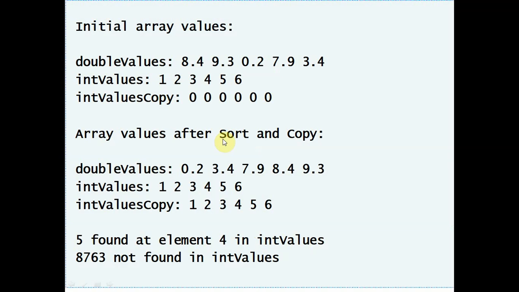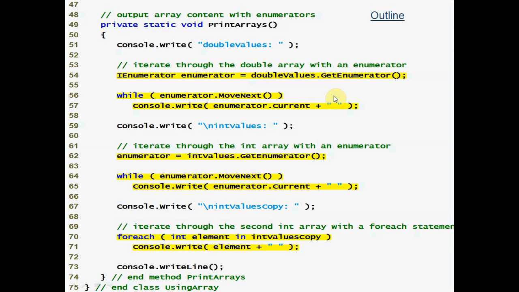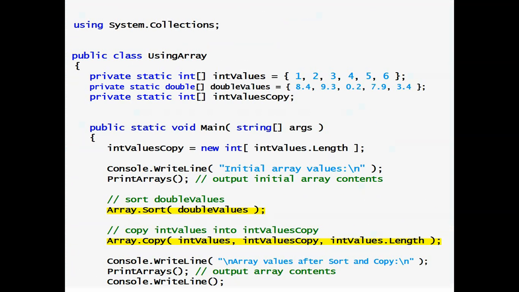So this print array, the first time, will display all the values as 0. The double values came, the int values came, and int value copy is 0 0 0, all 0. So this is the function of print array. This is the first statement, print array.